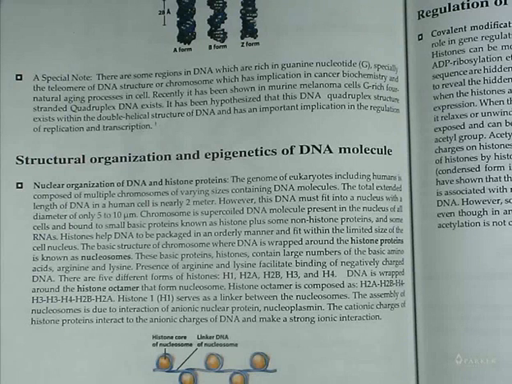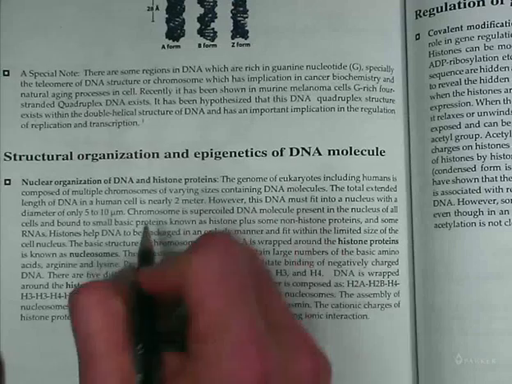The genome for eukaryotes, including humans, is composed of multiple chromosomes of varying sizes containing DNA. The total extended length is 2 meters. However, the DNA must fit into a nucleus of a diameter of only 5 to 10 micrometers, a lot less than 2 meters. How many feet? 6 feet. Good. A chromosome is a supercoiled DNA molecule present in the nucleus of all cells.